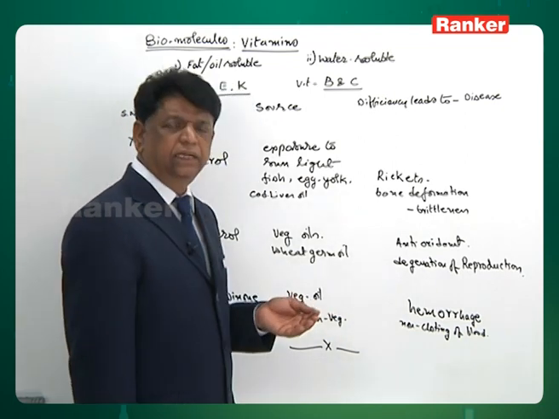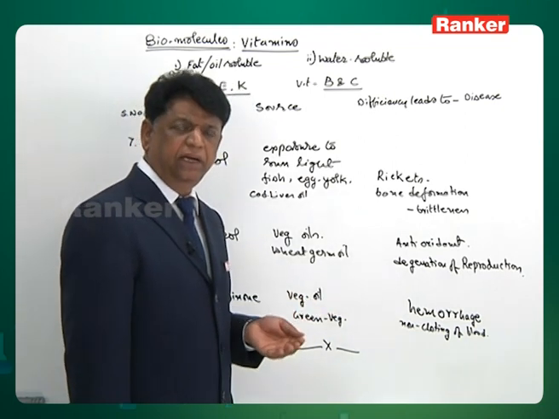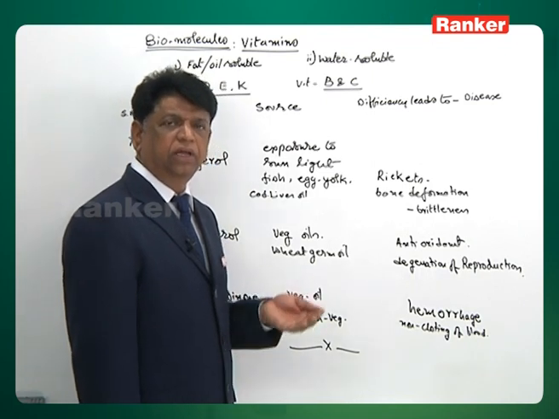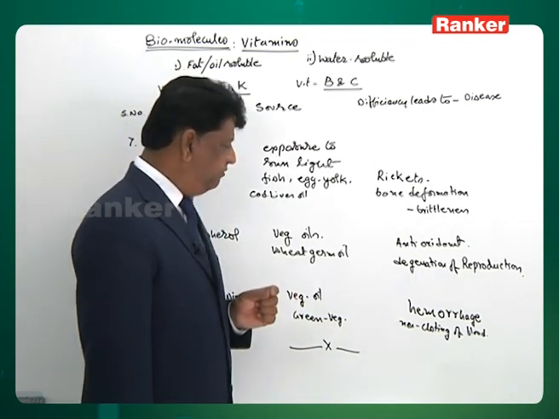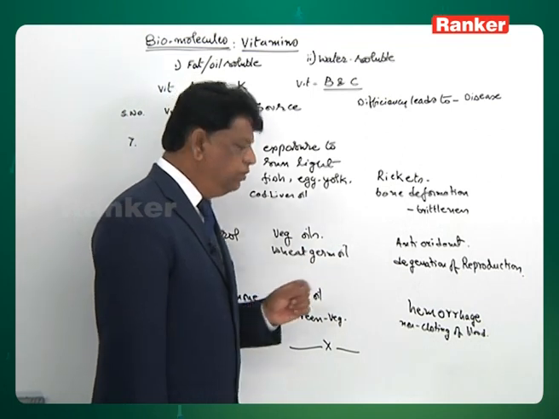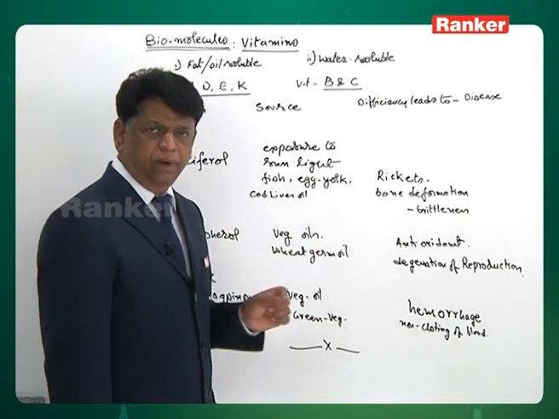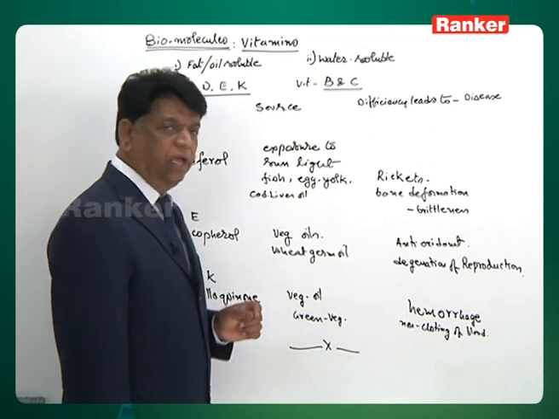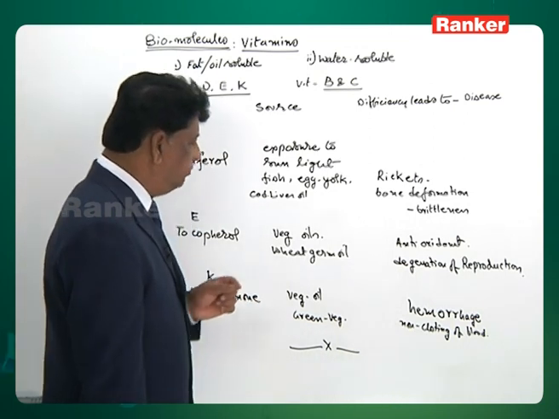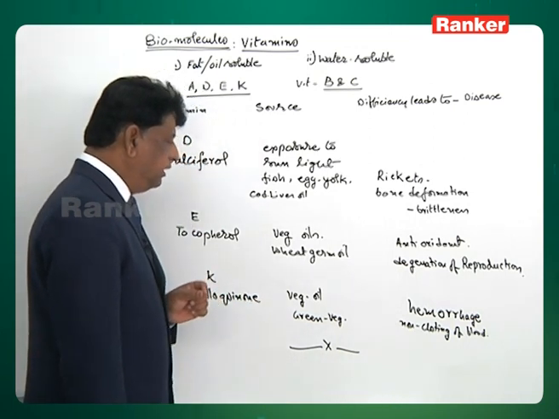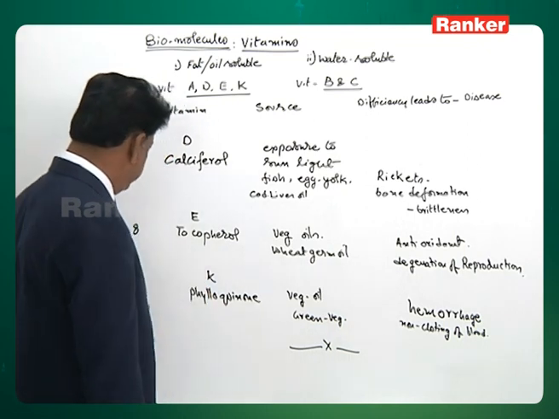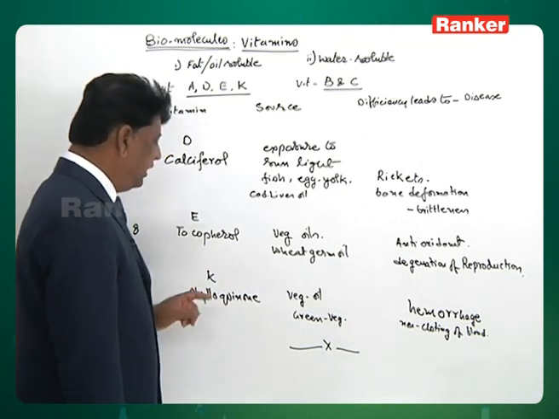If the blood has enough platelets and all that, the blood clotting phenomenon will be perfect. Otherwise, continuous blood oozing in different parts leads to hemorrhages, which is the blood clotting problem. That is controlled by vitamin K.